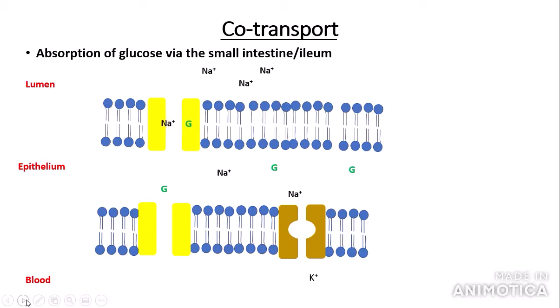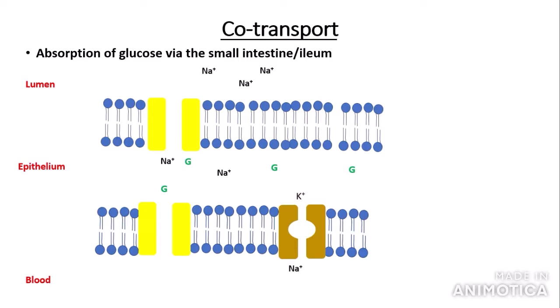So as you can see, they are moving into the epithelium. So the next step is when these sodium ions are actively transported into the blood from the epithelium through carrier proteins. Now at the same time, potassium ion is pumped into the epithelium from the blood, and this process ensures that a favourable concentration gradient of sodium is maintained to ensure that glucose can be absorbed into the blood.